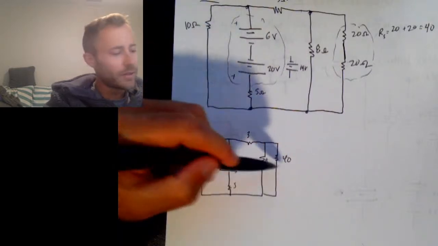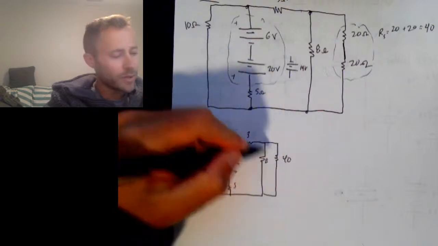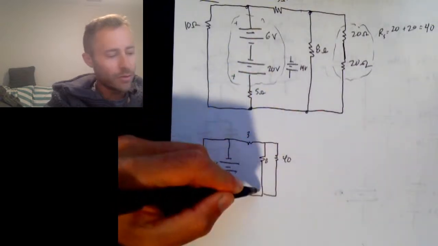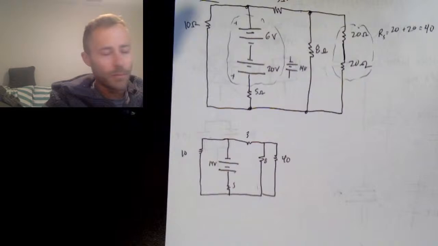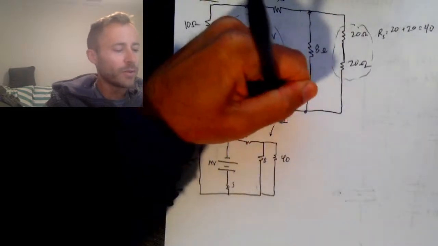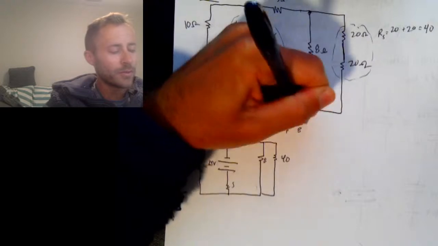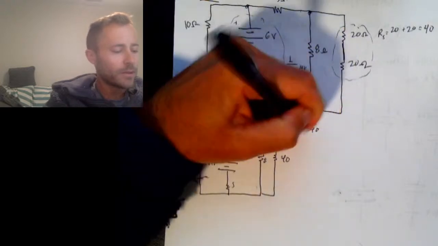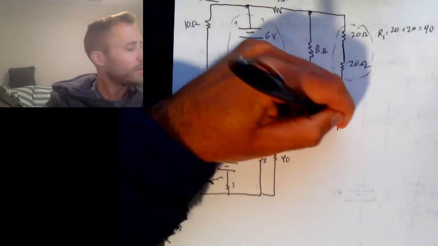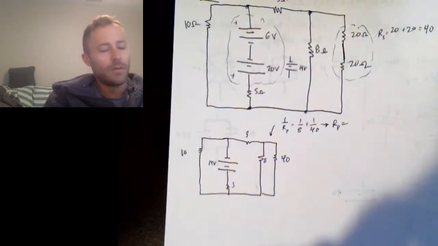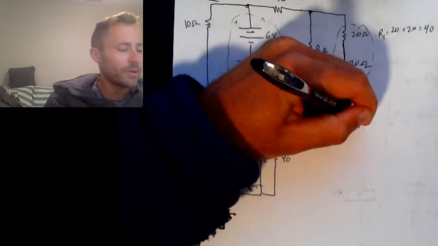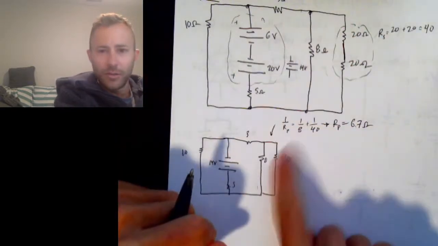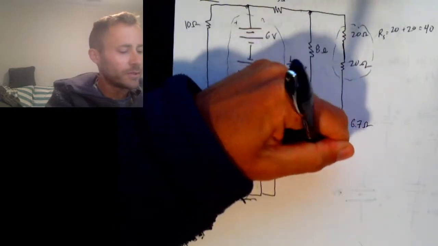So now I can see that these two are in parallel. Why? Because I can go around this loop and only encounter those two resistors. So now I'm going to use the parallel formula. 1 over R sub P is 1 over 8 plus 1 over 40. So that tells us that R sub P is equal to 6.7 ohms. So now I'm going to replace those two with a single 6.7 ohm resistor.